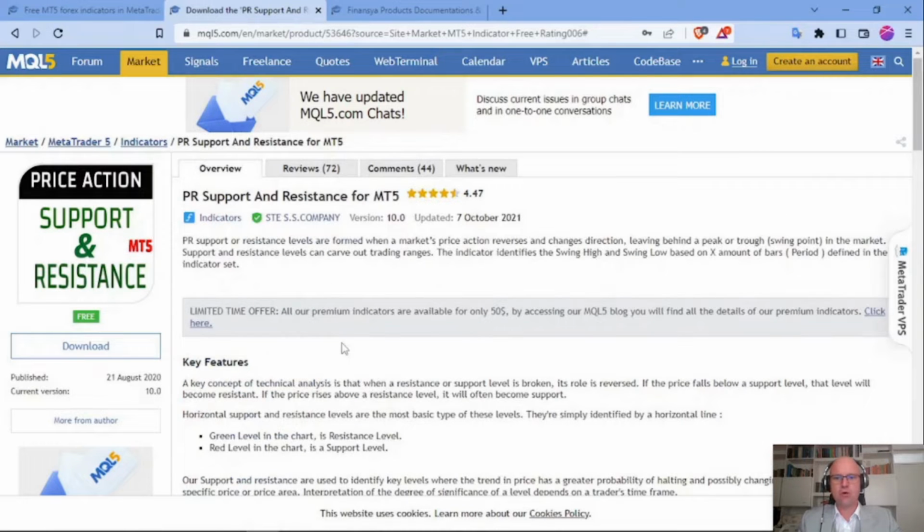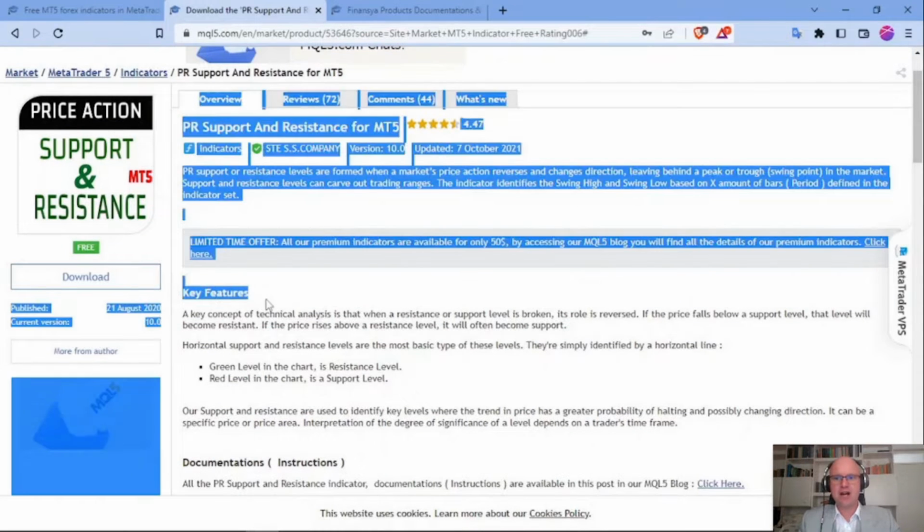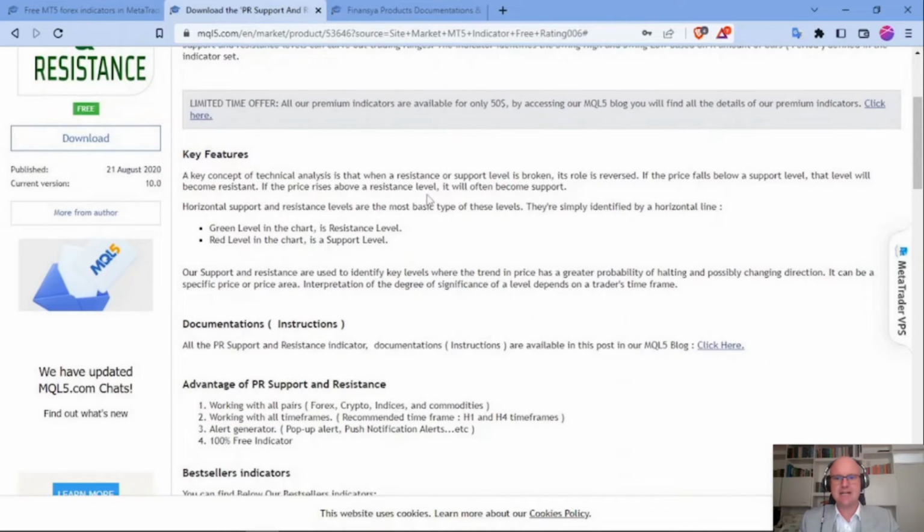and 44 comments. Support and resistance levels are formed when the market in price action changes direction and creates peaks and troughs, which are referred to as swing points. The indicator identifies the swing high and the swing low based on X amount of bars, the period that is defined in the indicator settings. Let's take a look at some of the key features of the price action support and resistance indicator.